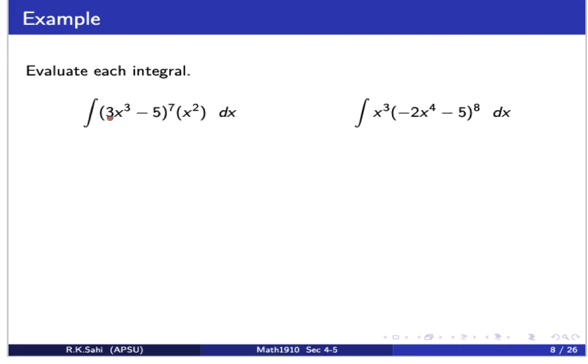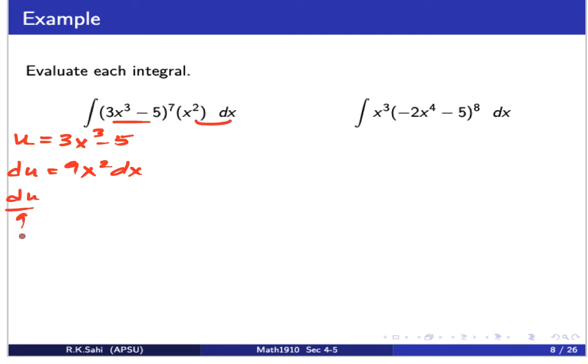Okay, now we're going to do an integral, a cubic function raised to the power 7 times x squared dx. Once again, my u is the inside function, 3x cubed minus 5. What's my du? du is 9x squared. Now remember, we have x squared dx, so it's du over 9.